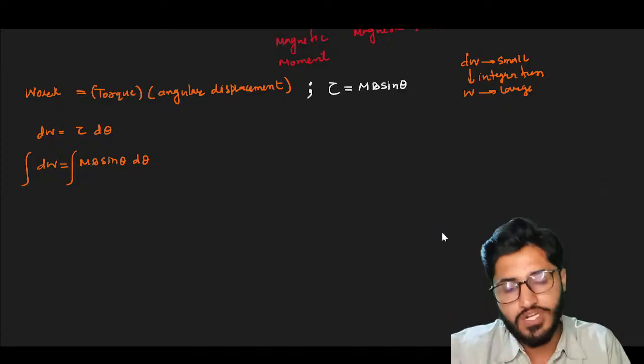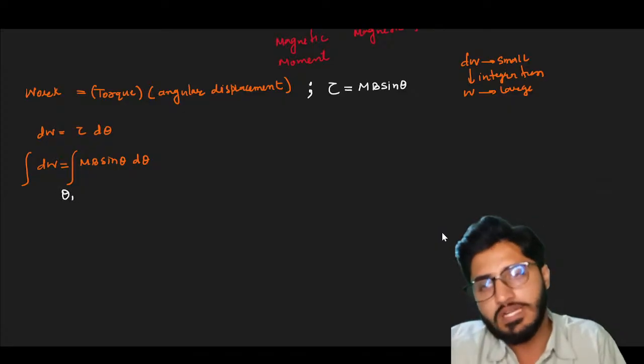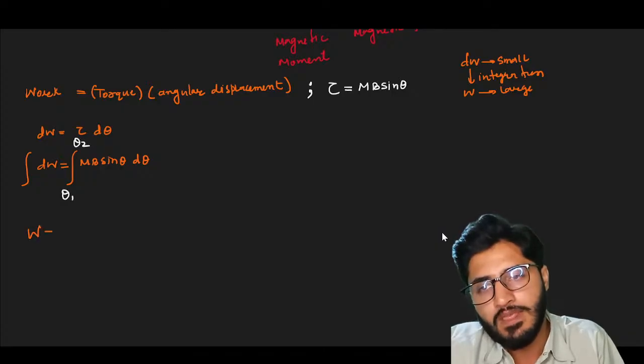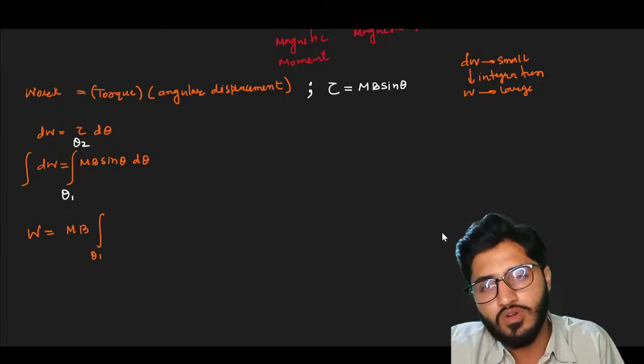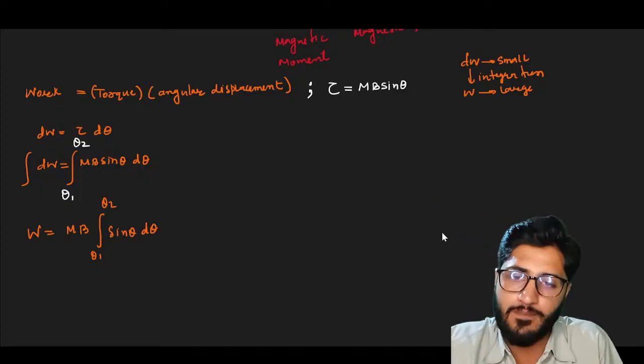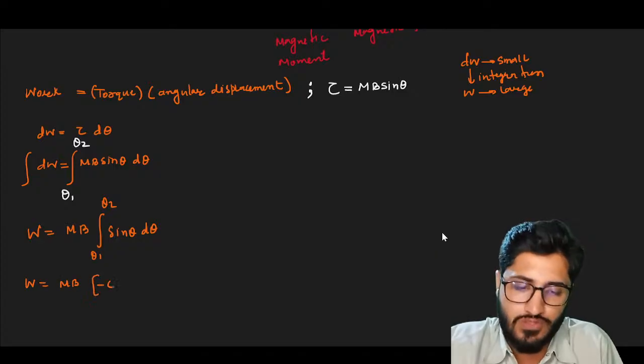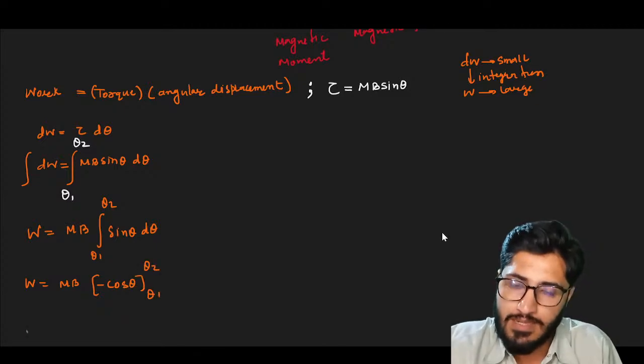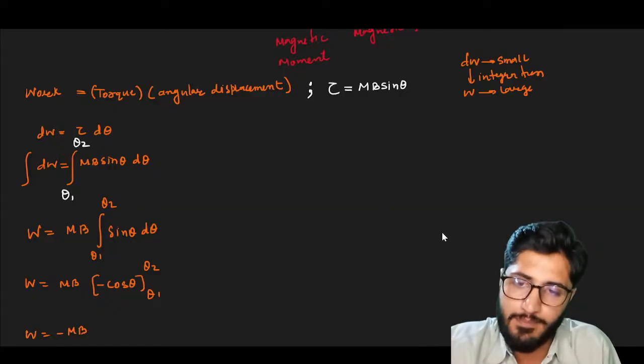So that means if we are rotating it, I will rotate my dipole from theta 1 to theta 2. M is constant, B is constant. So I need to use integration only for sine theta d theta. W here, so we have MB. What is the integration of sine theta? It is minus cos theta, upper limit theta 2, lower limit theta 1. I will take the minus outside, it is minus MB cos theta, upper theta 2, lower theta 1.